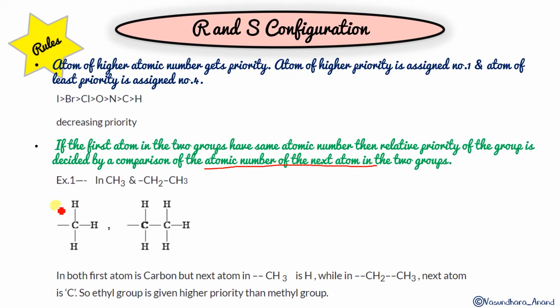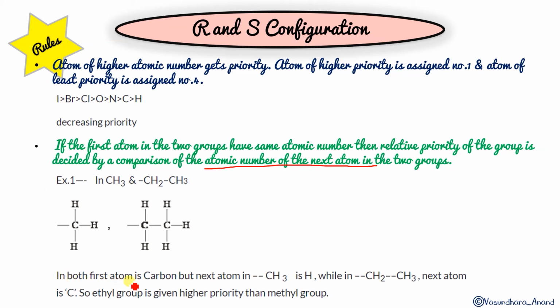Like in this case, one side is attached with a CH3 and another with C2H5. So out of these two, which will get priority? This is also carbon, here also carbon. But if we check the second atom, we get hydrogen in one, but in the other we get carbon. Carbon has more atomic mass, sorry. So that's why the ethyl group will get more priority than the methyl group.